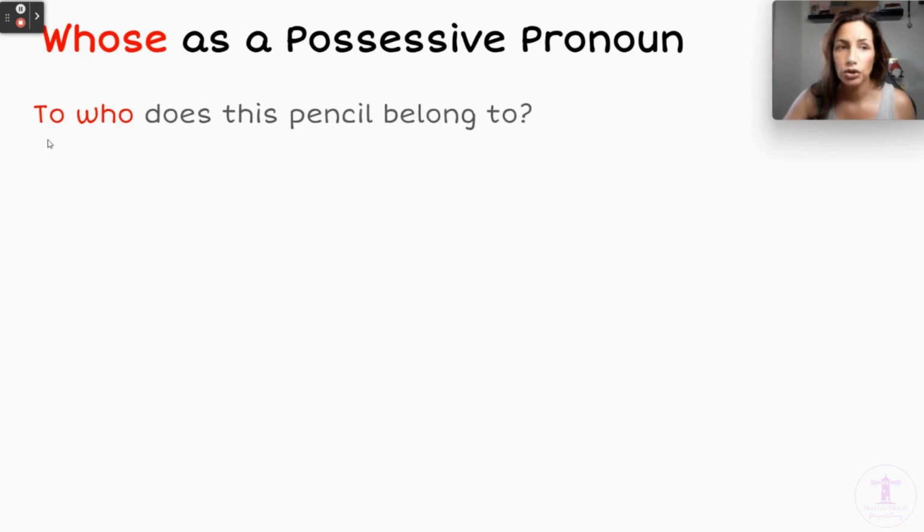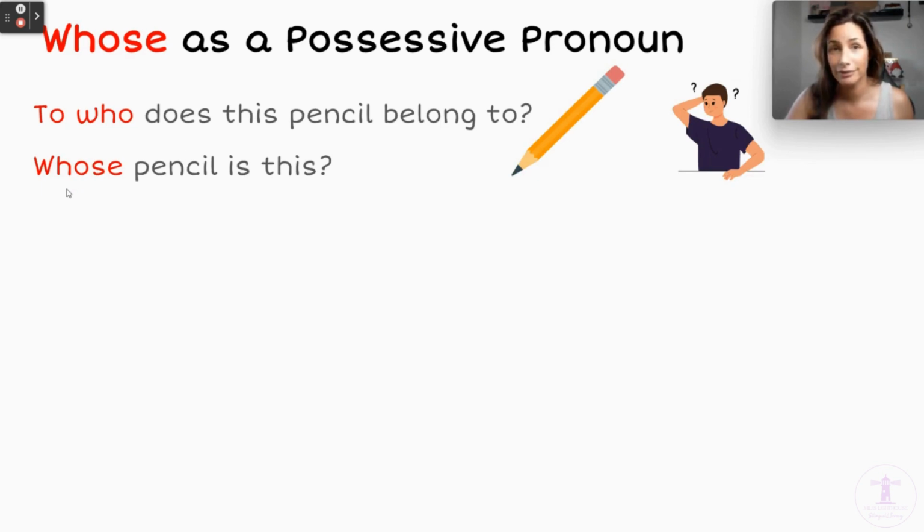So to who does this pencil belong to? And that's a very long sentence, as you can see. So look at that. Instead of to who does this pencil belong to, I could say, whose pencil is this? Okay, but I do want you to see it in both ways. Because if you see it, hopefully you will understand it better and you'll be able to see the difference when you're confused about which whose to use. Homophones can be confusing when you're learning English, but if you practice, I promise it does become easier.